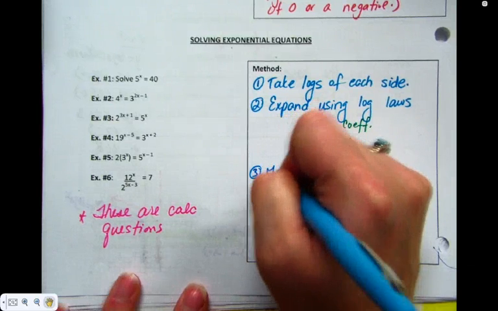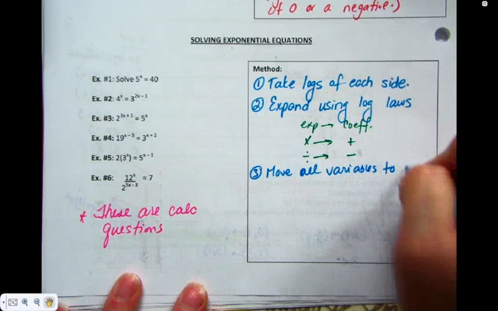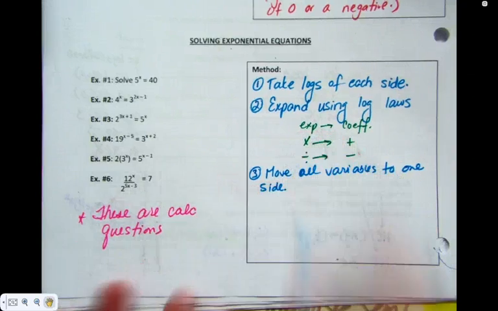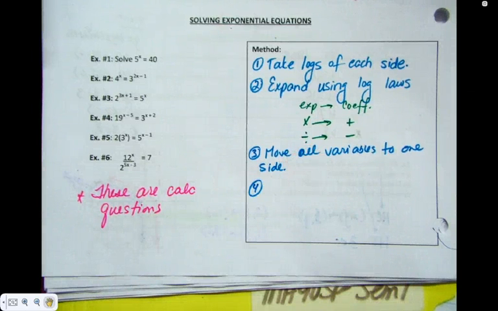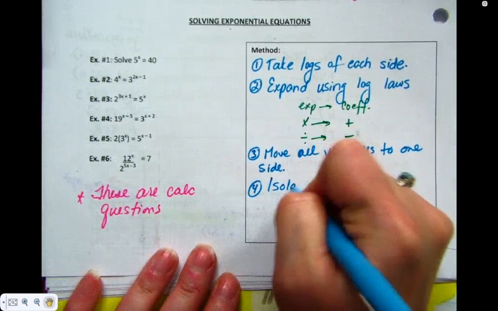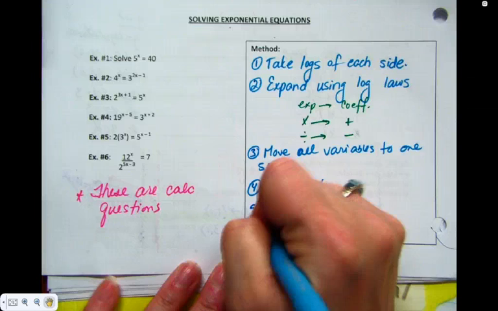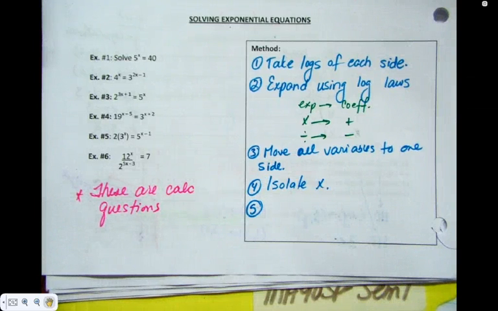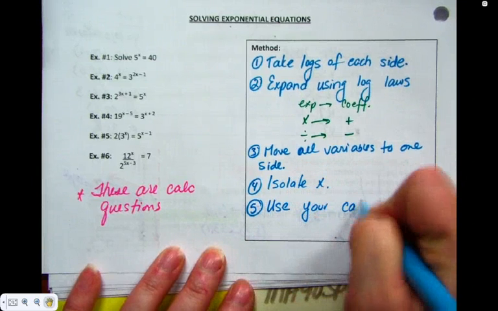Step number 3, move all variables to one side. So yesterday's step 1 is now step 3 today, hence where your brain's going to be all confused. Step 4, isolate x. And step 5, which is not in red pen like yesterday, is use your calculator. Nice. I love doing that.